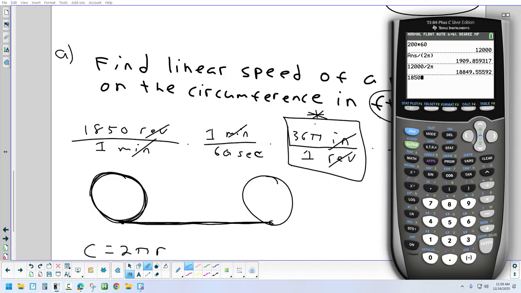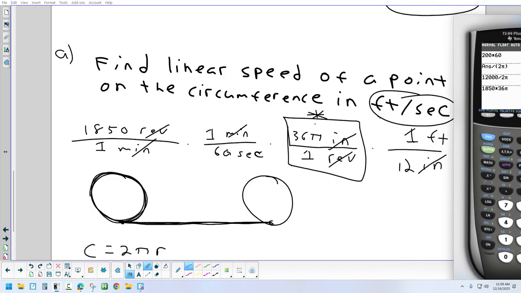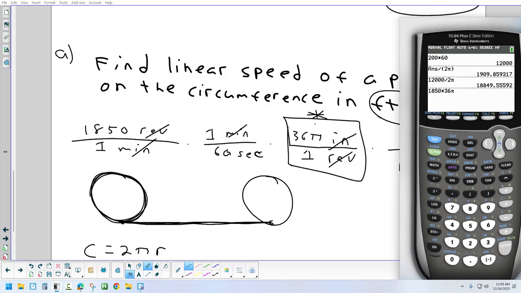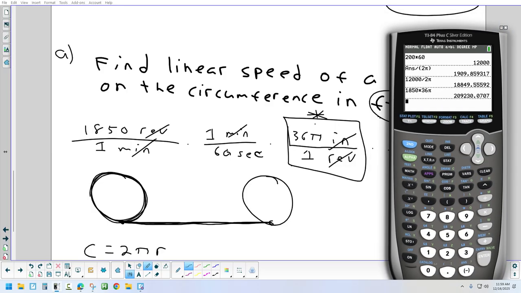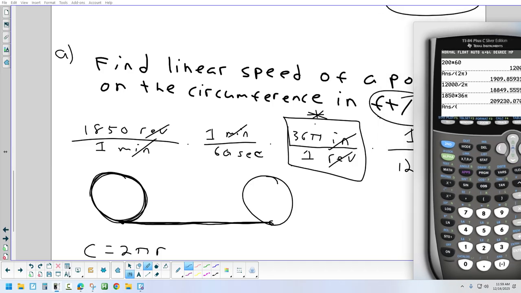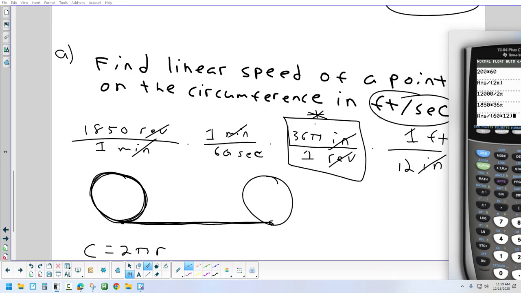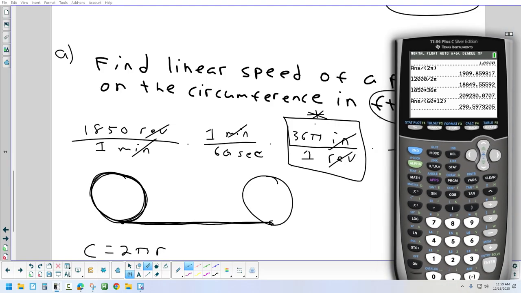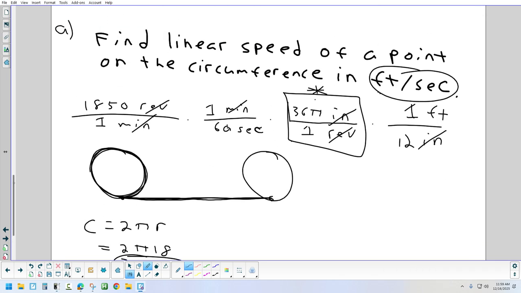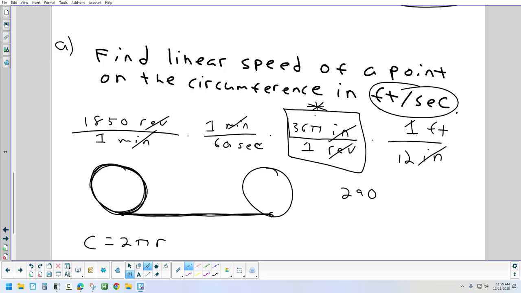So we got 1850 times 36 pi. That's it for the top. And we're going to divide that by, we should put parentheses, 60 times 12, because we're dividing by two things multiplied together. So that's a speed of 290.6 feet per second. Roughly.